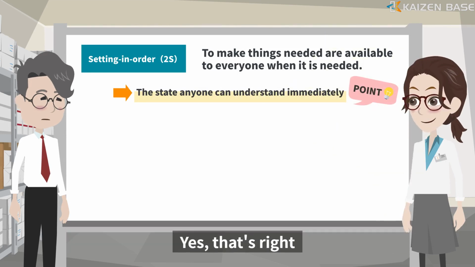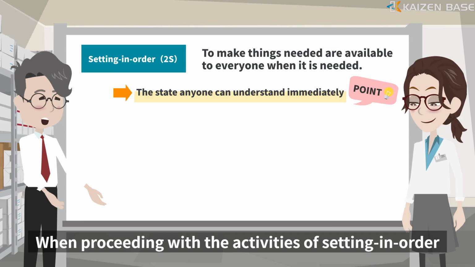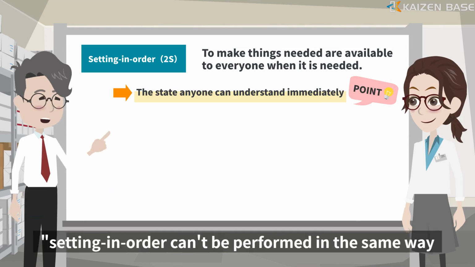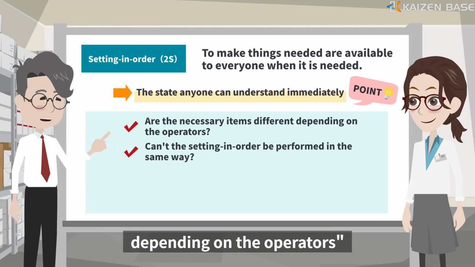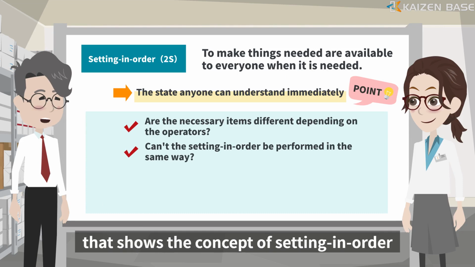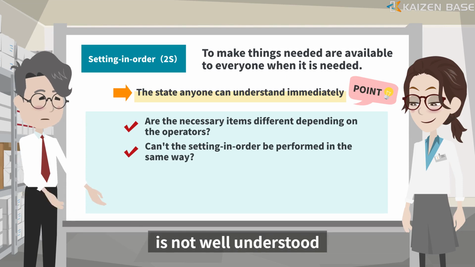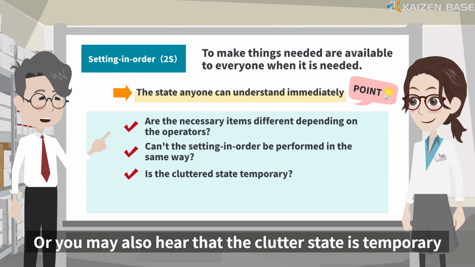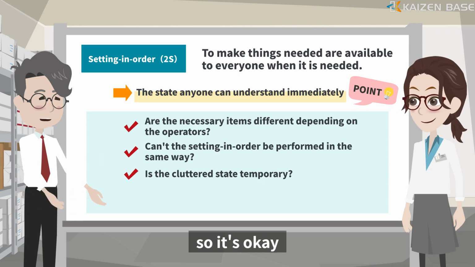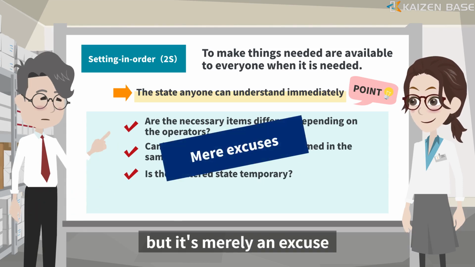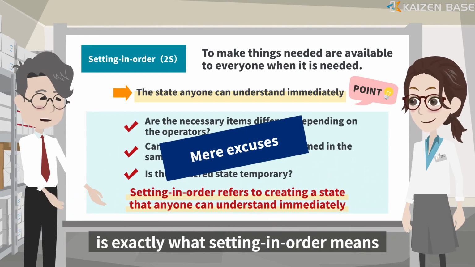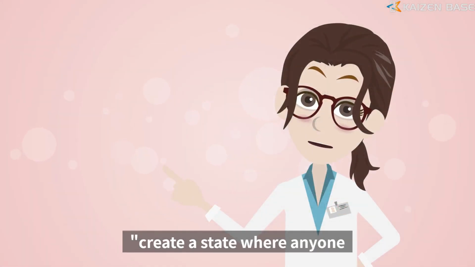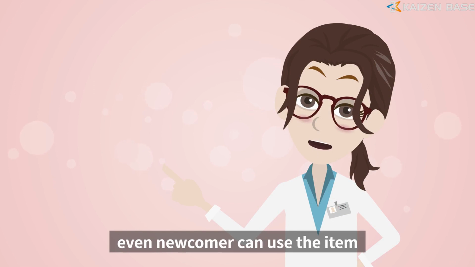Yes, that's right. When proceeding with the activities of setting in order, I sometimes hear that setting in order can't be performed in the same way because the necessary items are different depending on the operators. But actually this is a remark that shows the concept of setting in order is not well understood. Or you may also hear that the clutter state is temporary, so it's okay, but it's merely an excuse. As you have explained, creating a state that anyone can understand immediately is exactly what setting in order means. It is important to make efforts to create a state where anyone, even a newcomer, can use the item without searching and hesitation.